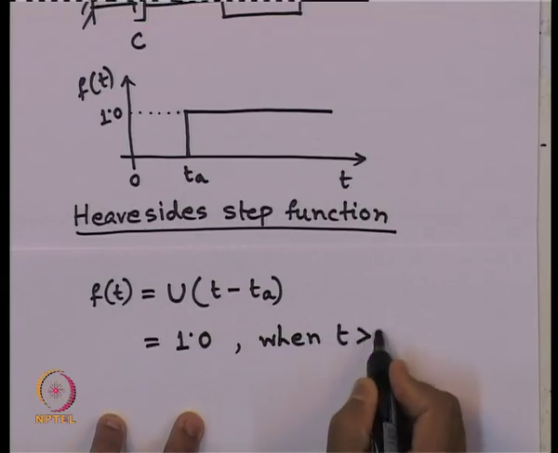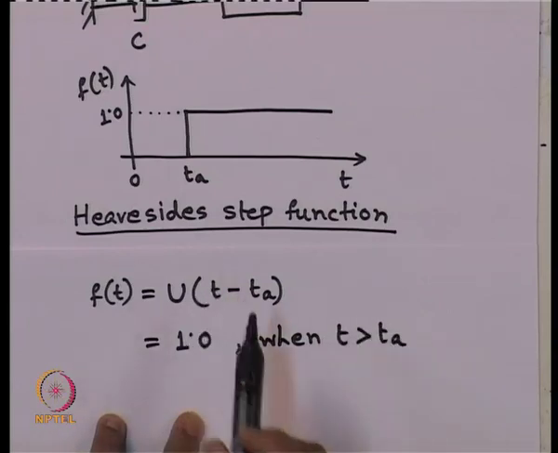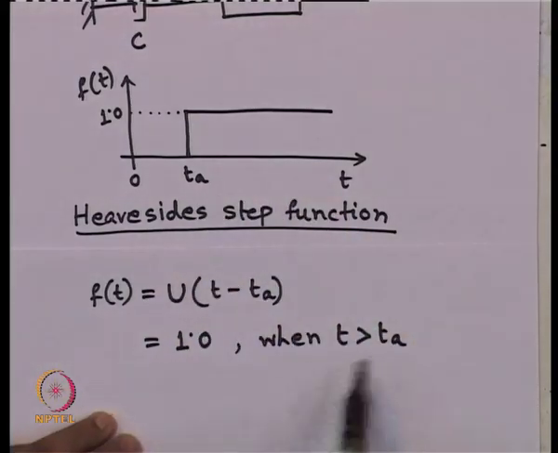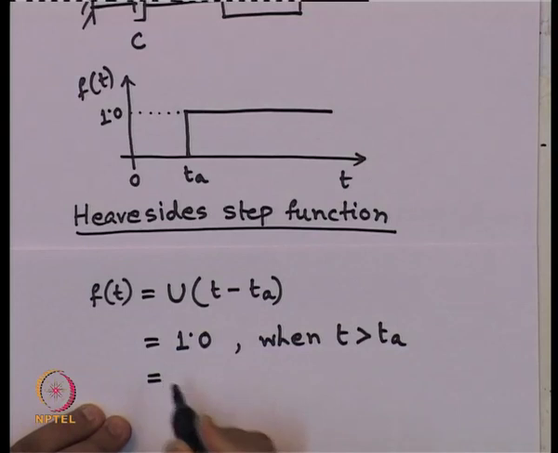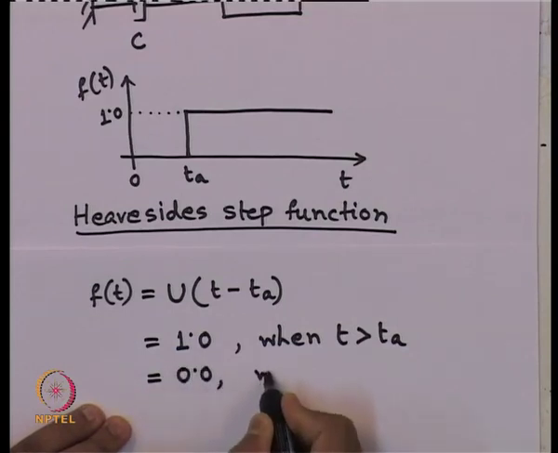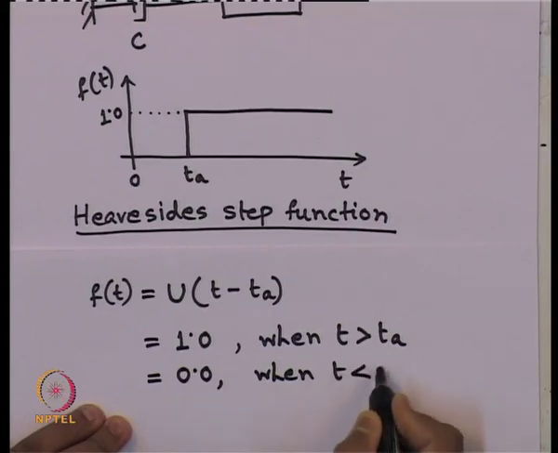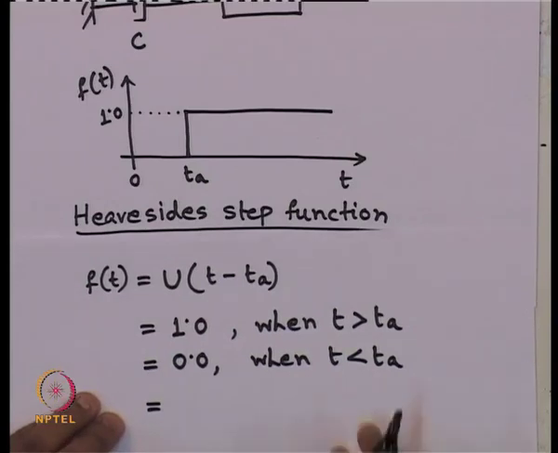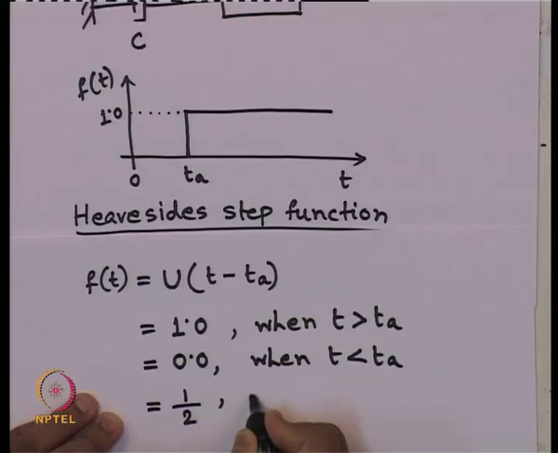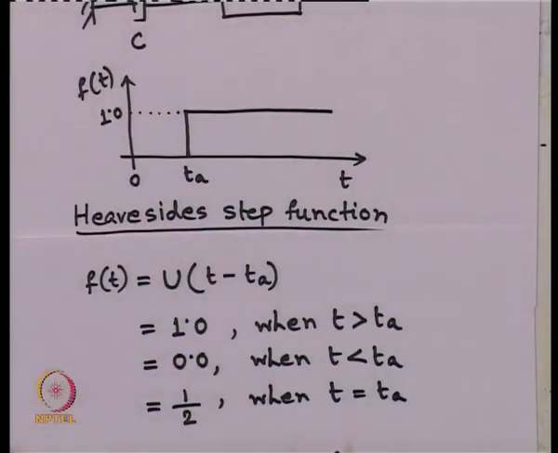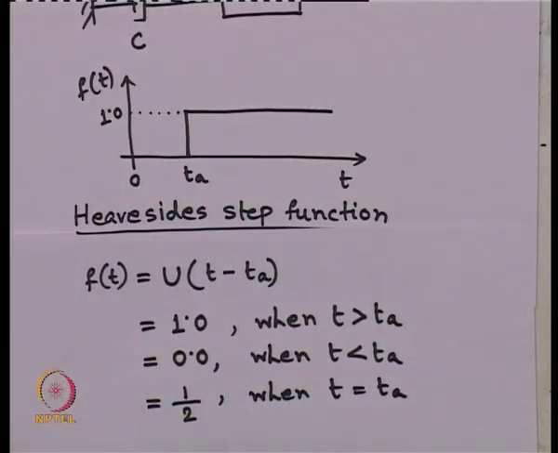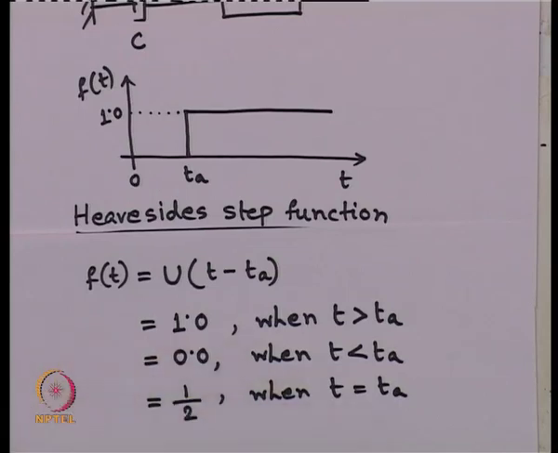t is greater than t_a, right. From this picture we can write this: when t is greater than t_a, its magnitude is unit, and its magnitude is 0 when t is less than t_a. And what happens when t equals t_a? How do we compute it? We just take the average of these two, right. So, we write it is half when t equals t_a. To maintain the continuity at this point, we take that f(t) is half when t equals t_a.